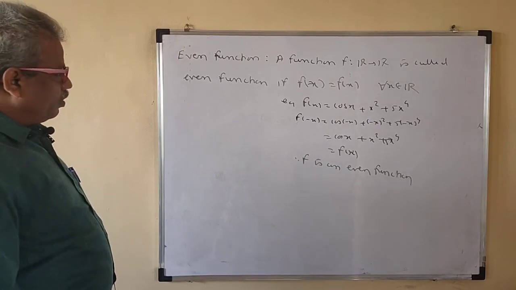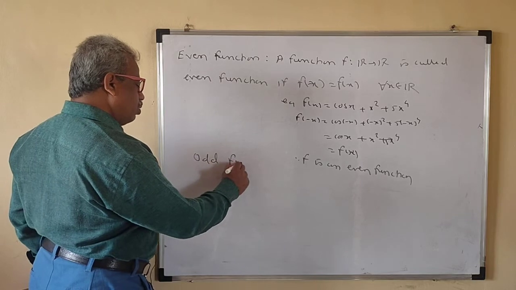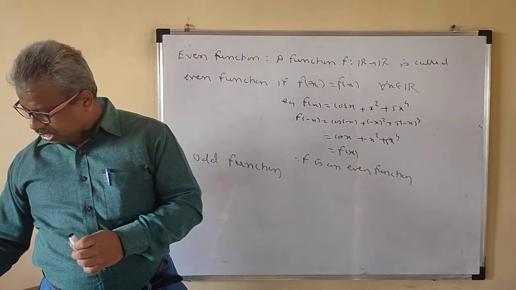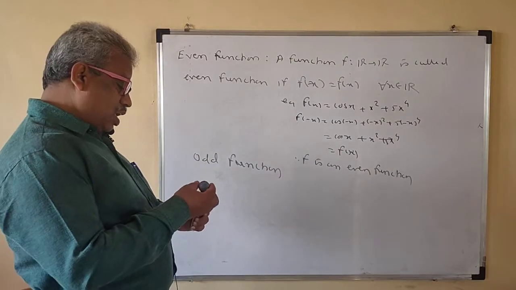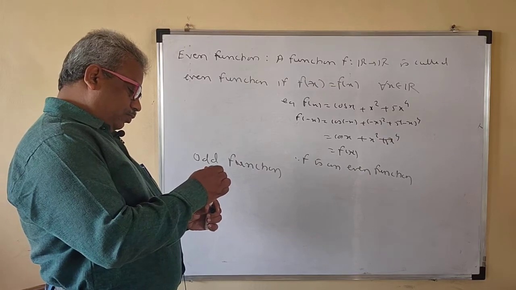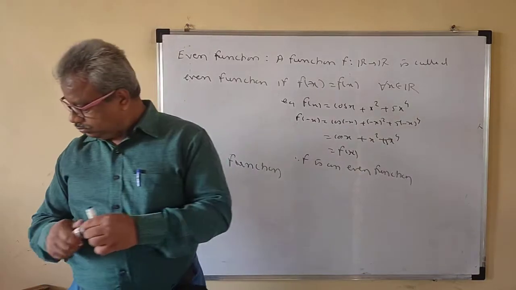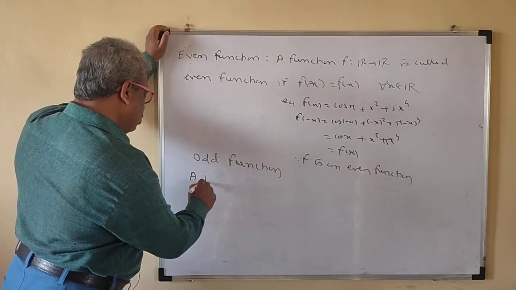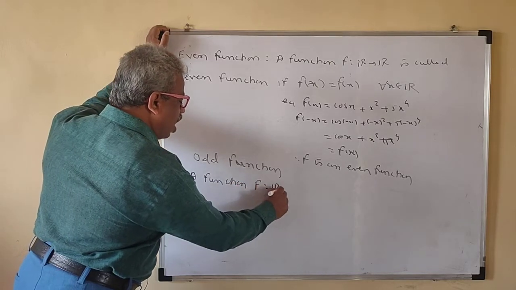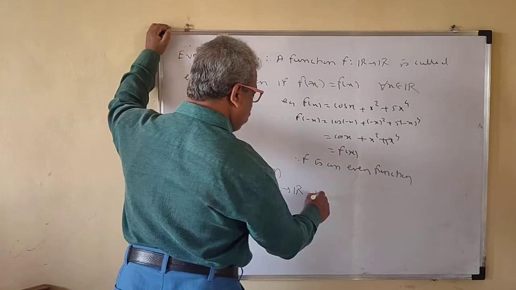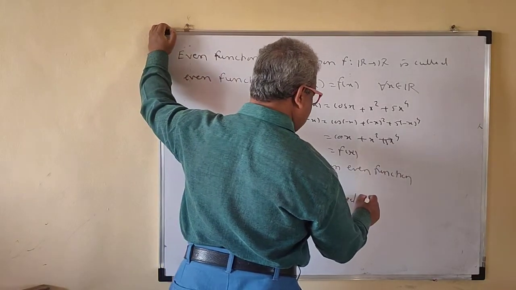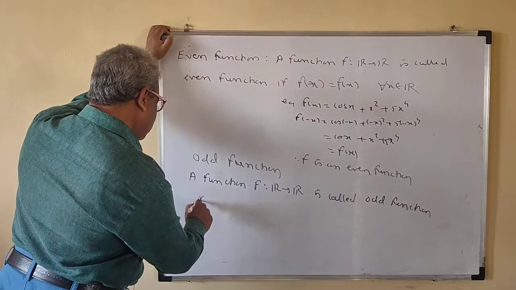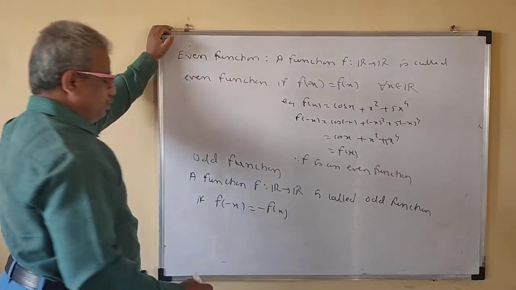Okay, now we'll see the odd function. A function f from R to R is called an odd function if f of minus x is minus of f of x.